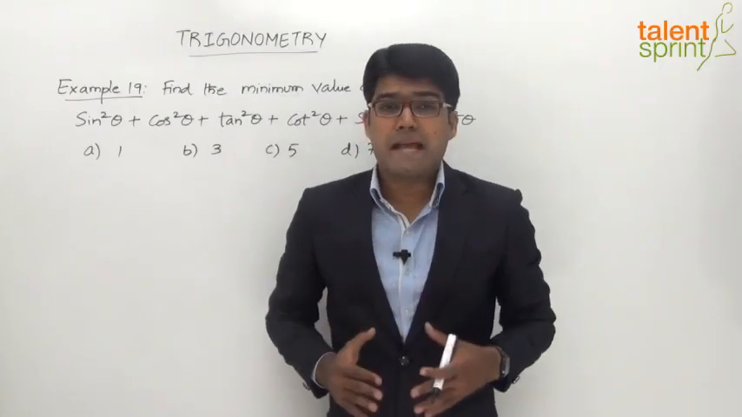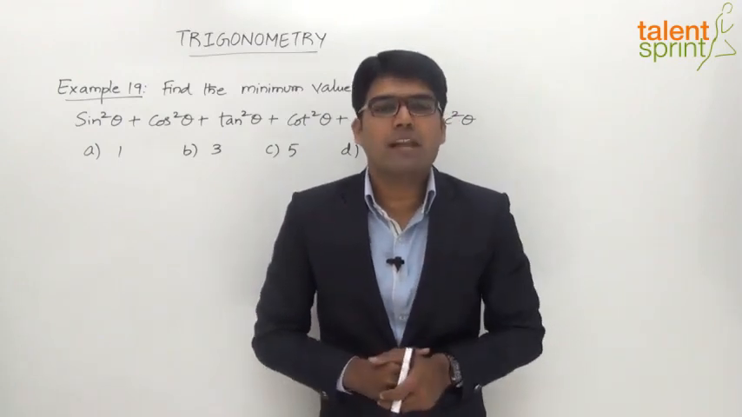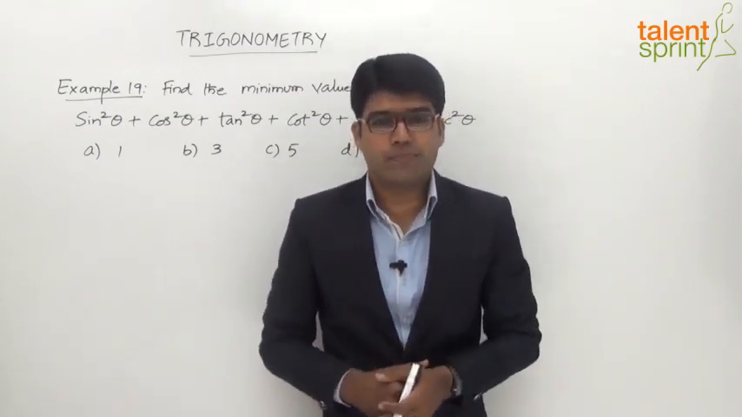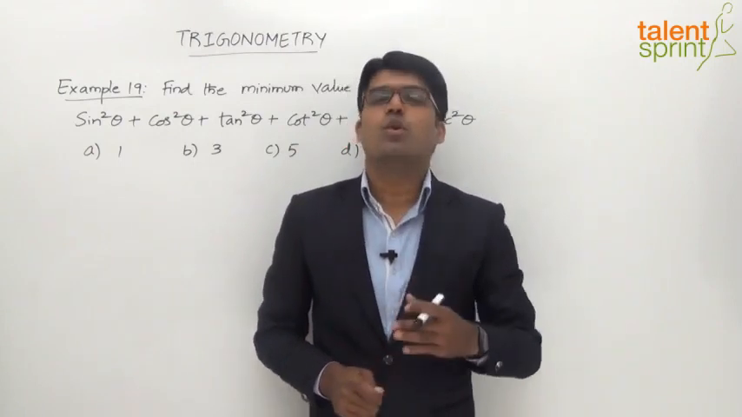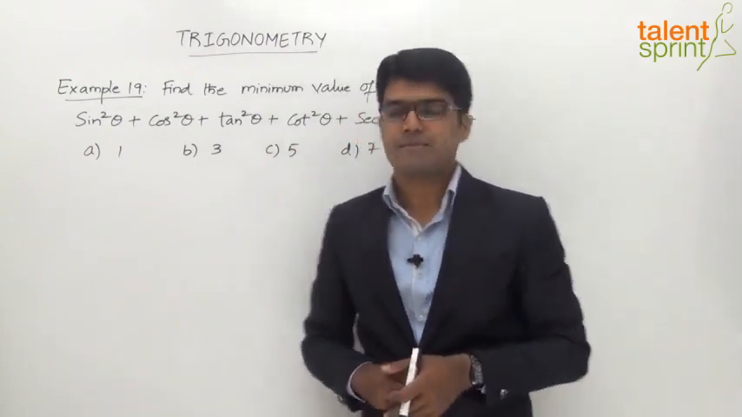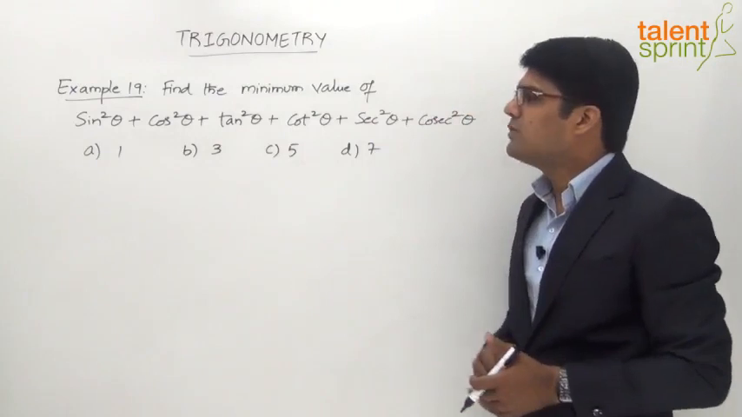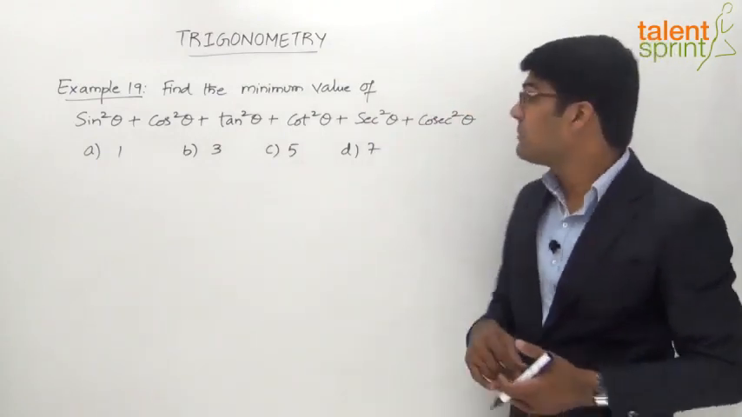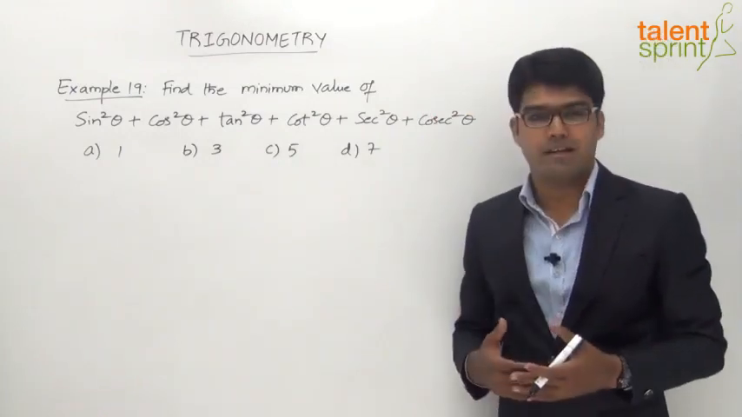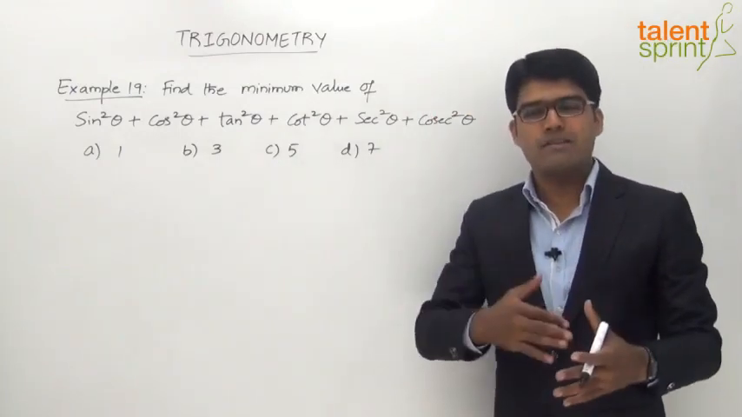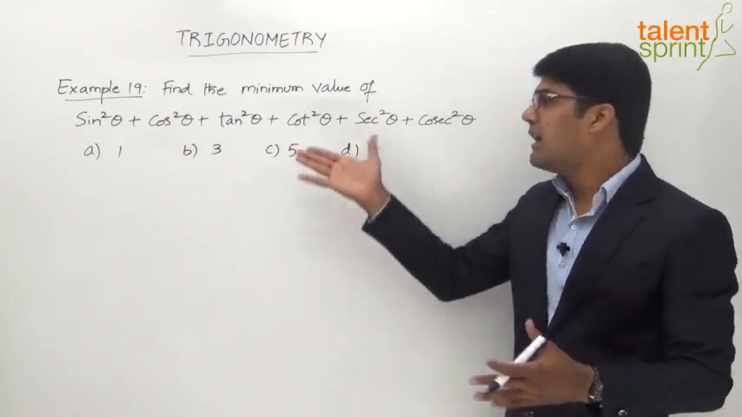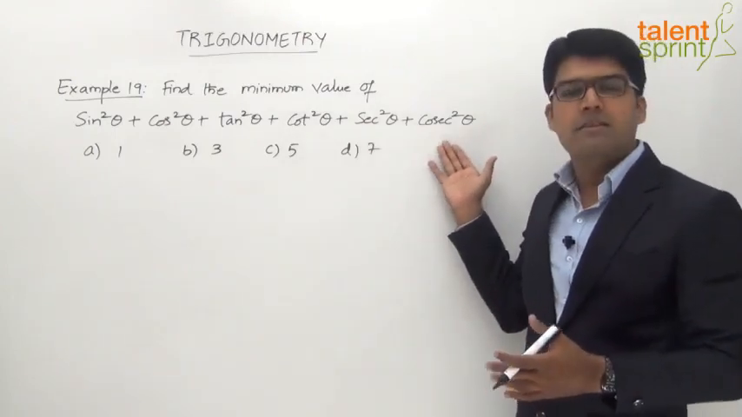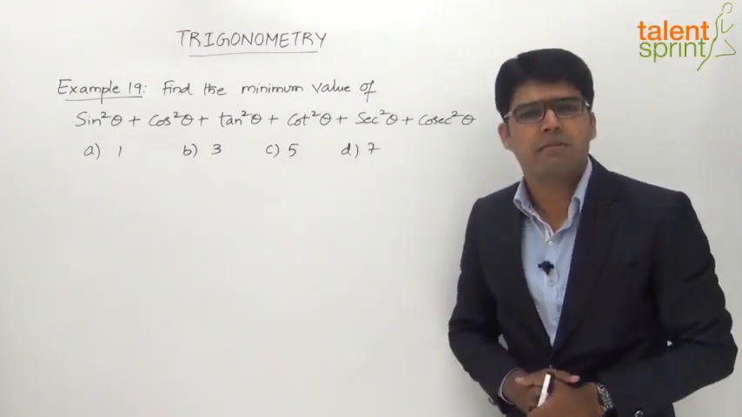Let us look at one more example based on finding out the minimum value of the given trigonometric expression. This question also belongs to one of the earlier SSC CGL exams. It says: find the minimum value of sine square theta plus cos square theta plus tan square theta plus cot square theta plus secant square theta plus cosecant square theta. So it looks simple, right? All the six trigonometric ratios have been given, and we need to find out the minimum value.